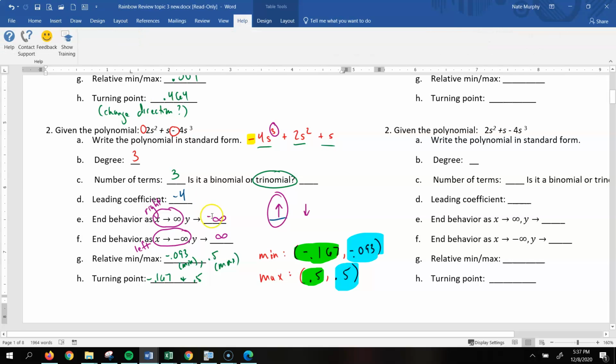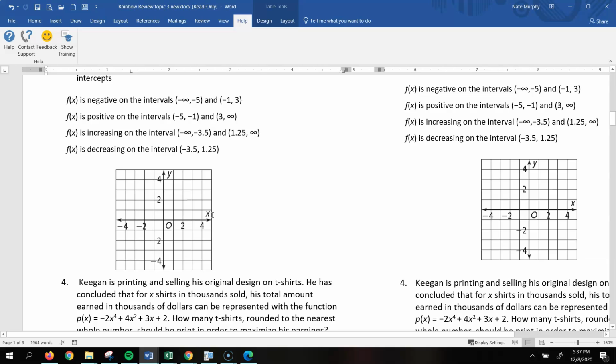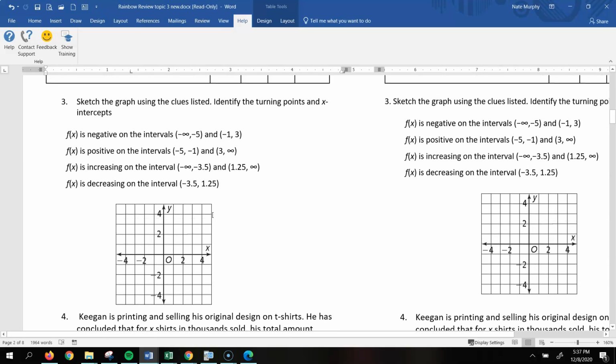All right, let's look at the back side of the pink section. It's looking at number 3. So it says, sketch a graph using clues listed and identify the turning points and x-intercepts. All right, so for this first one, we're just going to go through each of these and identify some of the key points. So first off, it's negative on the intervals from negative infinity to negative 5 and from negative 1 to 3. Okay, so here's what that tells me.